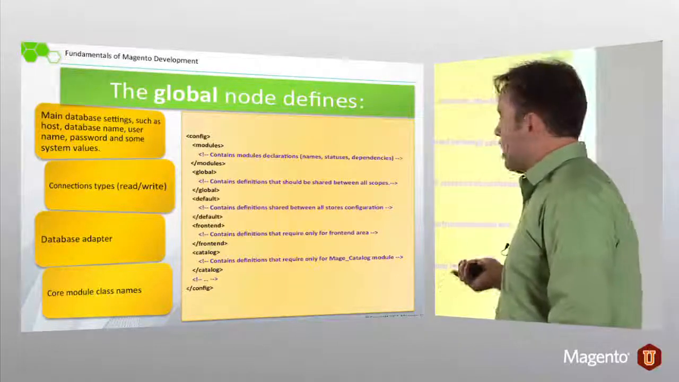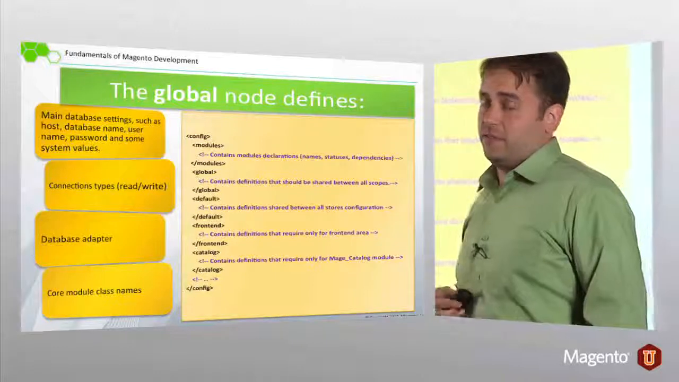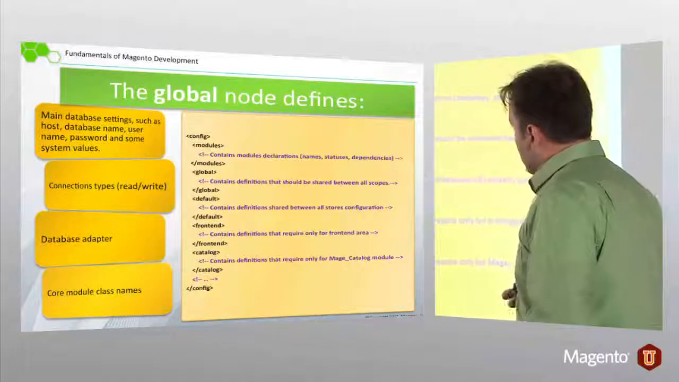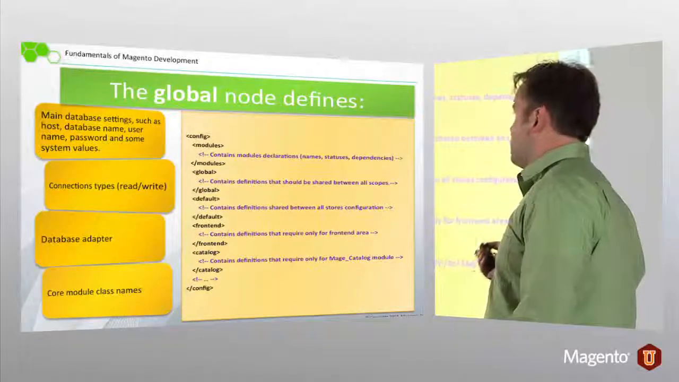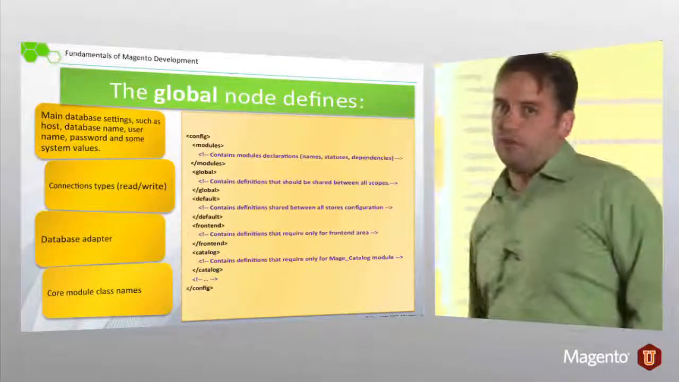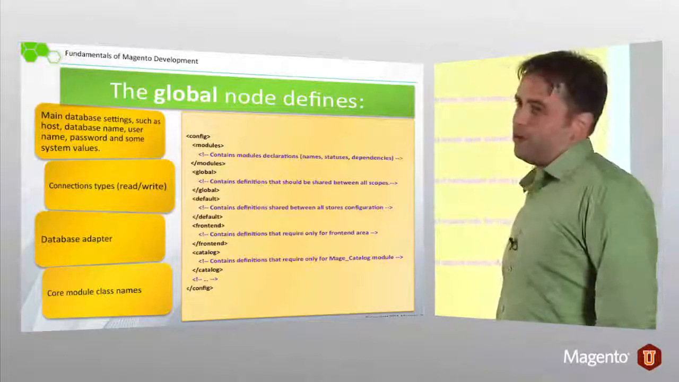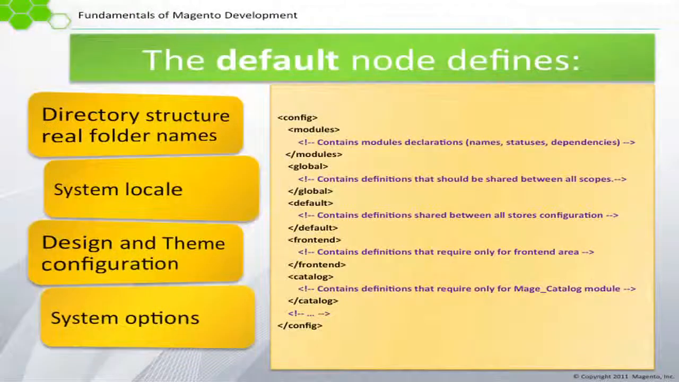So, let's see. What else do we have here? Okay, the connection types, so read and write. You can find these also if you look in app/etc/config.xml. We set up different connection types, database adapters, and then also some of the core module class names are configured. I think they're actually there, but they're not necessary. Anyway, a little background.